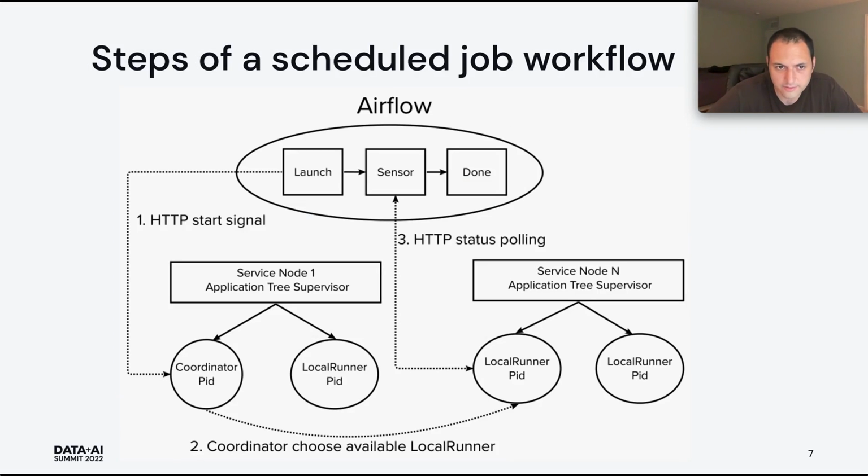So what did this actually look like visually? Okay, let's go through it again. We have the concept of the service, service node 1, service node n. These run as an application tree in the Elixir stack. First, Airflow would launch the job, which means we'd send an HTTP signal to start processing. That would go to the coordinator for the service. The coordinator knows from the Erlang cluster of PIDs configured that it has all these different local runners and what those PIDs are. So the coordinator can very easily figure out which local runner is able to run the job instance, and it can assign it one and only one.